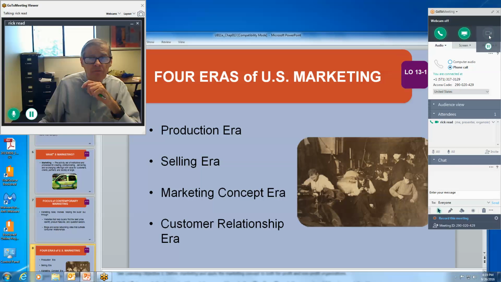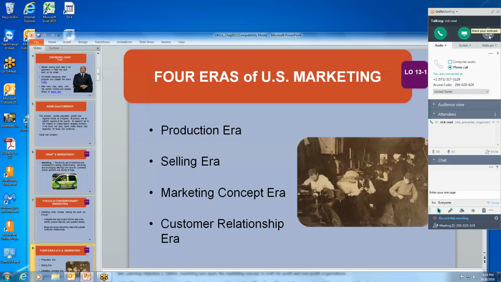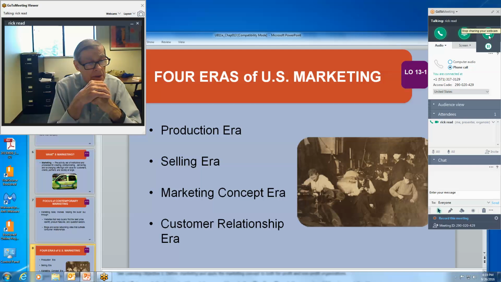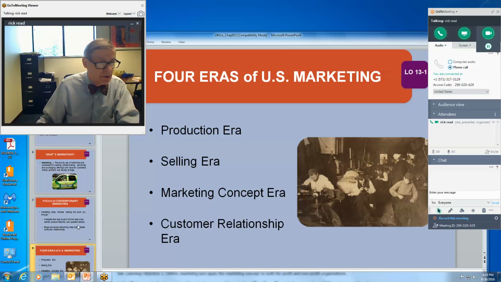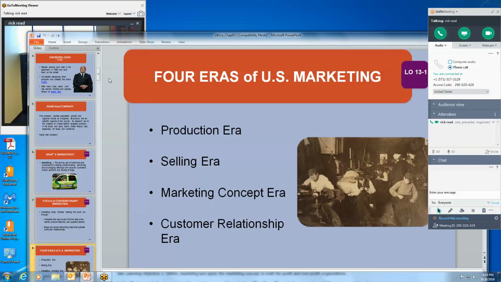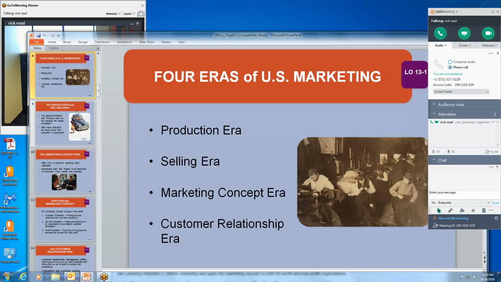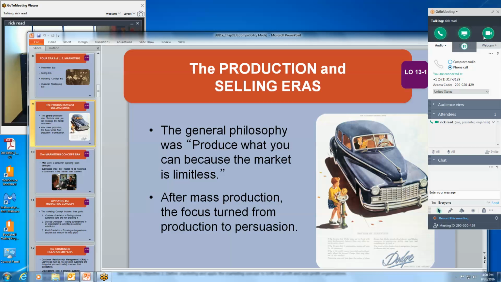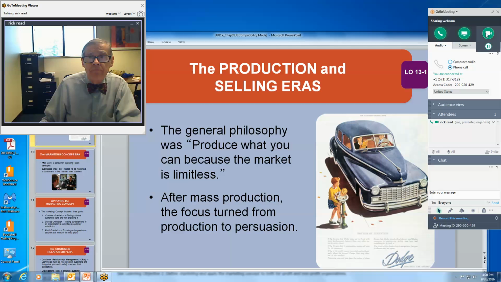Now, these are the 4 eras that marketing has gone through: production, selling, marketing concept, and then customer relationship era, which we are in today. So let's examine these and see if we can put a little understanding to them. The production era really is exactly what it says. There isn't anything hidden in this message.